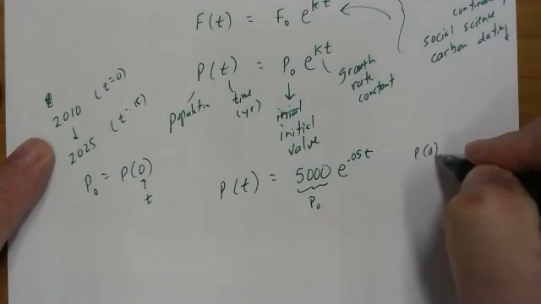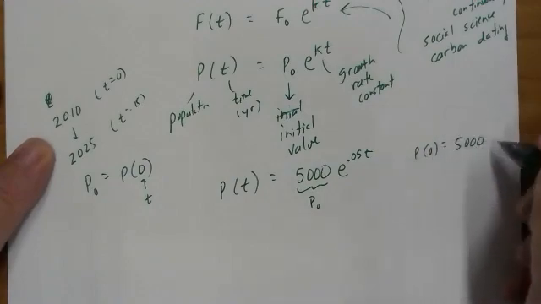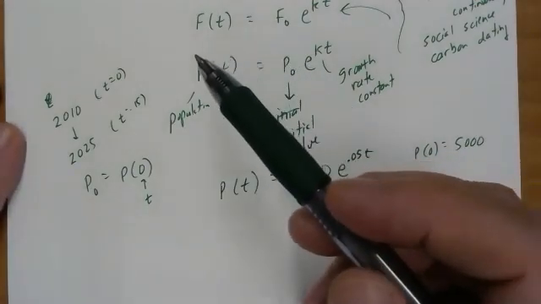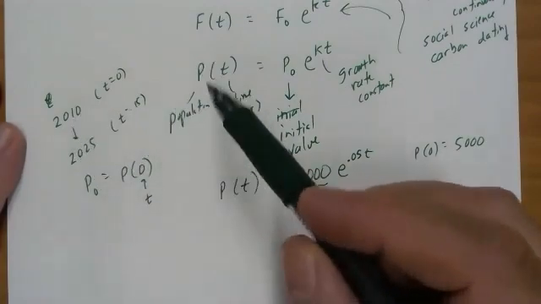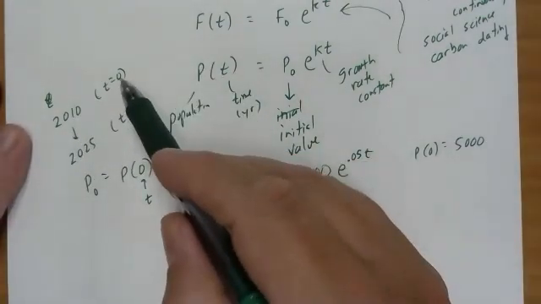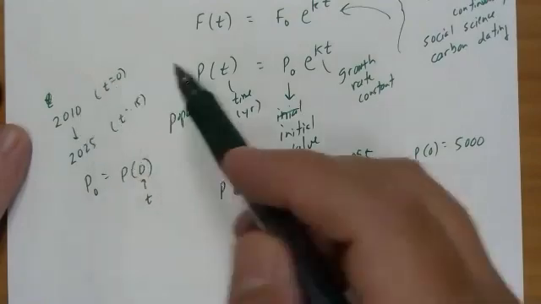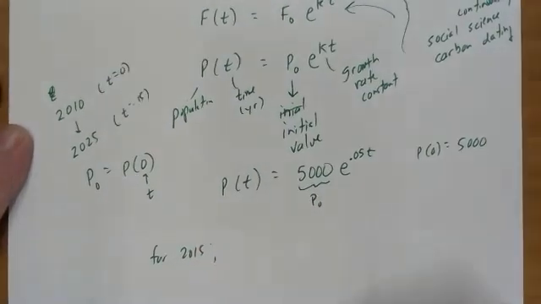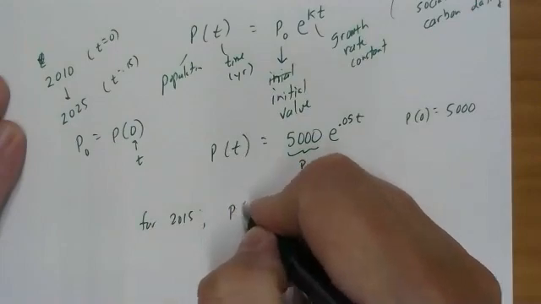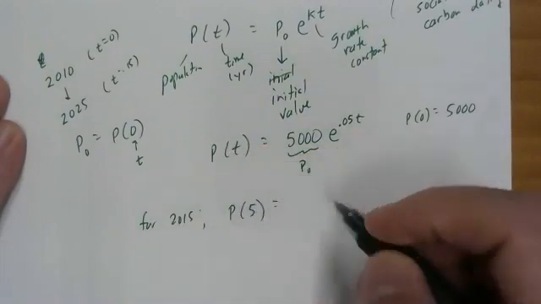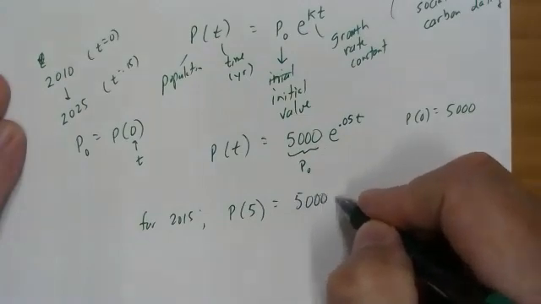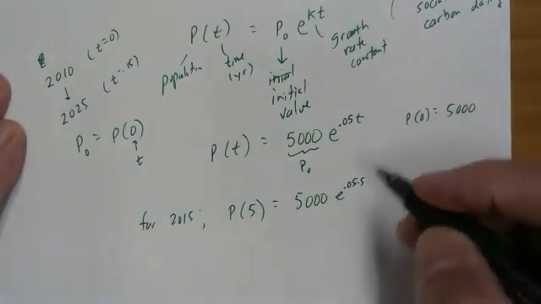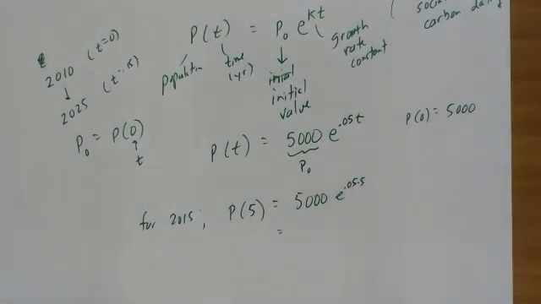Just to be very clear, I can write it over here. What if someone says, what's the population in 2015? What's it going to be? Well, for 2015, T is going to be 5, because that's 5 years past our starting point. So for 2015, I would plug in 5 for T into this equation. And then this would calculate what the population is.